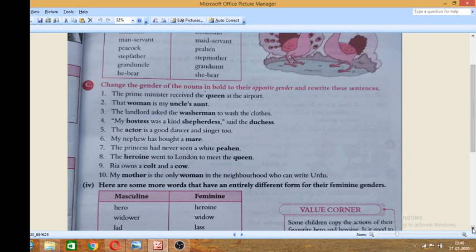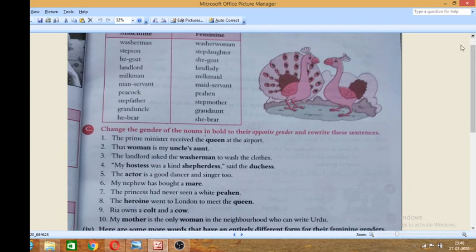So do A, B, C. That's enough for today. Next day we'll discuss the rest of the exercise and the rest of the rules of this chapter. Thank you.